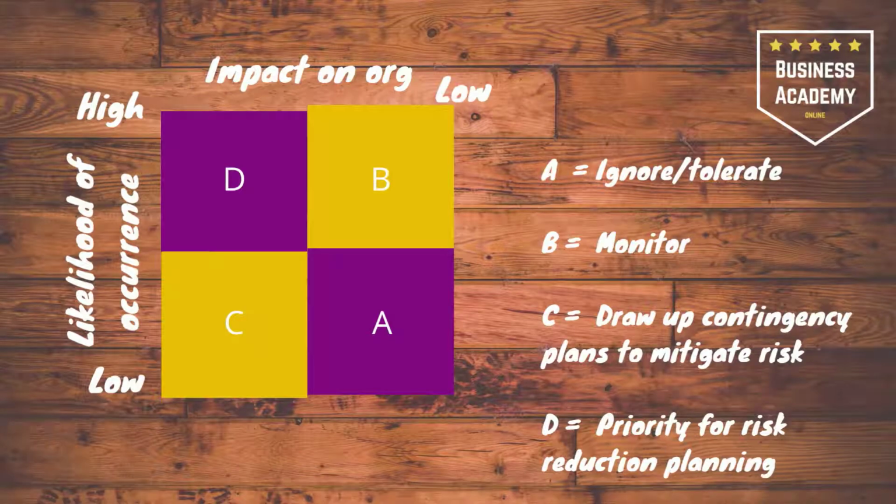Okay, so here you can see the risk impact matrix. Now, the calculation for risk is likelihood, otherwise known as probability, times impact. And that's what we have on the axes here. Likelihood of occurrence and impact on the organisation. So obviously, what an organisation would do is plot on here what the risk level would be in terms of likelihood and impact. And dependent upon that level, you create different strategies. So you can see here we've got ignore, tolerate, monitor, contingency plans, and prioritize.